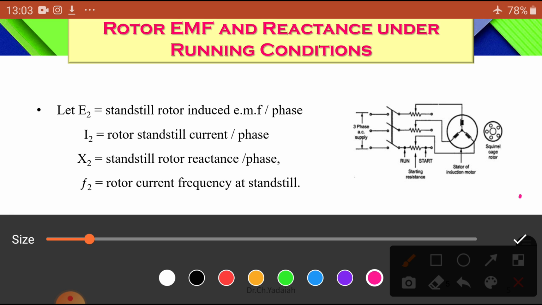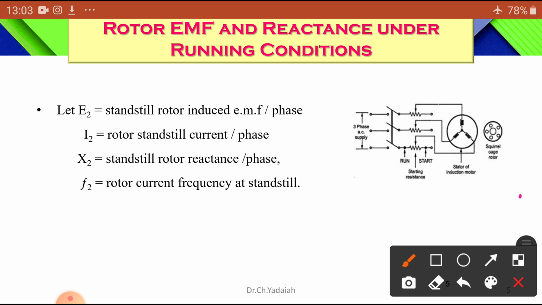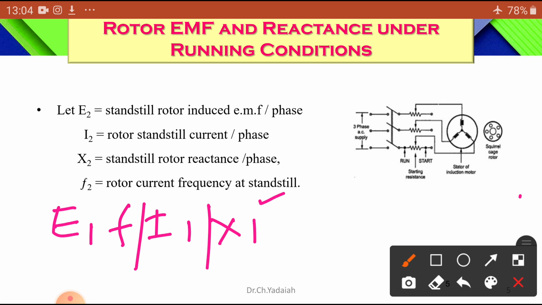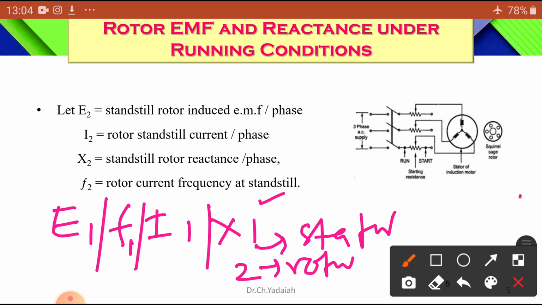What are the stator values? E1 is the self induced EMF in the stator, F1 is the frequency of supply, I1 is the stator current, and X1 is the stator winding reactance. So 1 indicates the stator values and 2 indicates the rotor values at standstill condition.